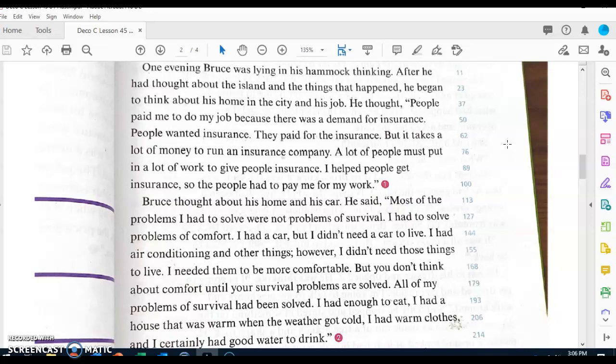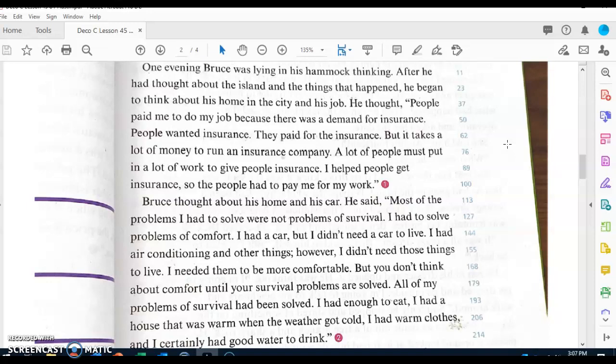He thought, people paid me to do my job because there was a demand for insurance. People wanted insurance. They paid for the insurance, but it takes a lot of money to run an insurance company. A lot of people must put in a lot of work to give people insurance. I helped people get insurance, so the people had to pay me for my work. Bruce thought about his home and his car. He said, most of the problems I had to solve were not problems of survival. I had to solve problems of comfort. I had a car, but I didn't need a car to live.